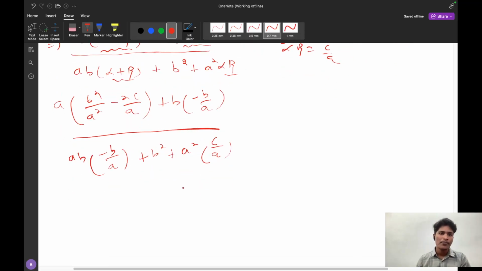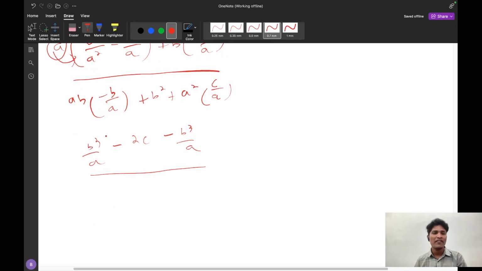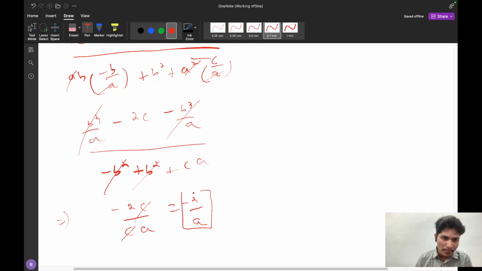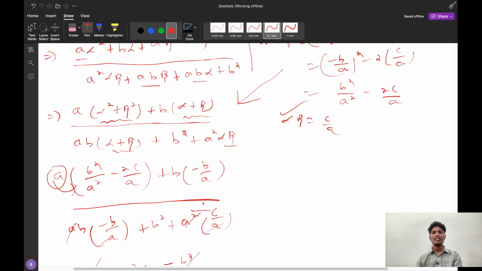Now if I multiply a inside, what will I get? I will get b square by a minus 2c, because a is cancelled here, minus b square by a, divided by, if I cancel a here, what will I get? Minus b square plus b square. If I cancel a here, I will get ca. And what can I write? I can cancel these two and I can cancel these two, and I will get minus 2c divided by ca. If I cancel c, I will get minus 2 by a. This is the answer. Minus 2 by a is the answer for this equation.